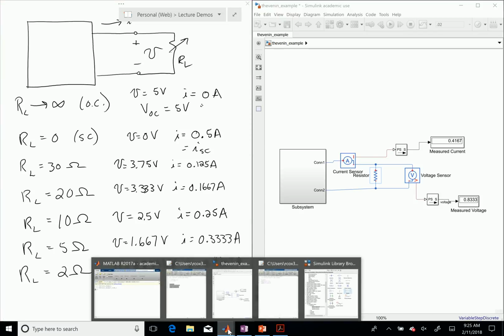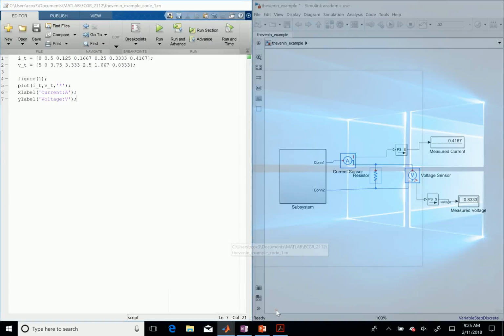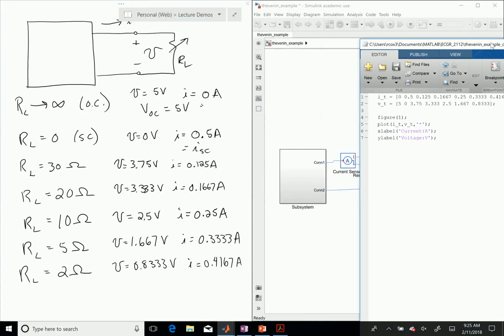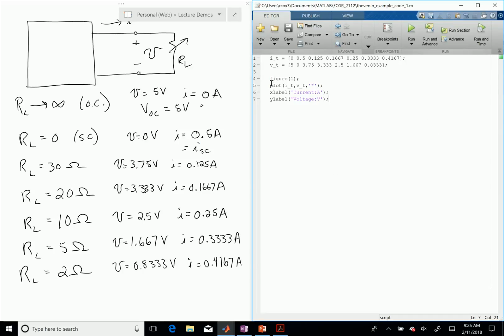Now, I want to visualize those, and so I created separately a simple little MATLAB script where I wrote those numbers down. Let's see what I did. Basically I created two vectors here, IT and VT, and those are the values that I'm looking at right here. When I had 5 volts, I had 0 amps. So 5 volts in the VT vector, 0 amps in the IT vector.